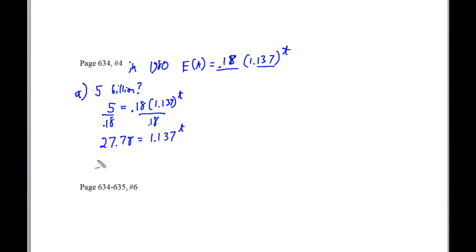Then we use our change of base formula to find t, where we put our answer, 27.78, and 1.137. We've got to take the log of these. Whoa, really got ahead of myself. You don't just divide these two numbers, you take the log of your answer divided by the log of your base, and this will give you the exponent t.